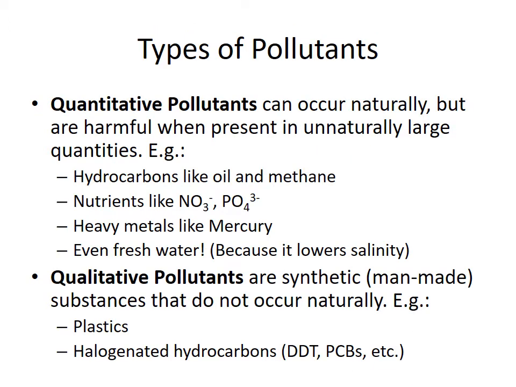There are two basic categories of pollution. There are things that are found naturally in the environment at some amount and yet can be pollutants when they're in excess. And then there are things that should not be in the environment at all because they're entirely man-made. And the names for the two different categories of pollutants are quantitative pollutants. Those are the ones that can occur naturally, but if they're in unnaturally large amounts, they're bad. And qualitative pollutants, which are totally man-made substances that you would never find naturally in nature.